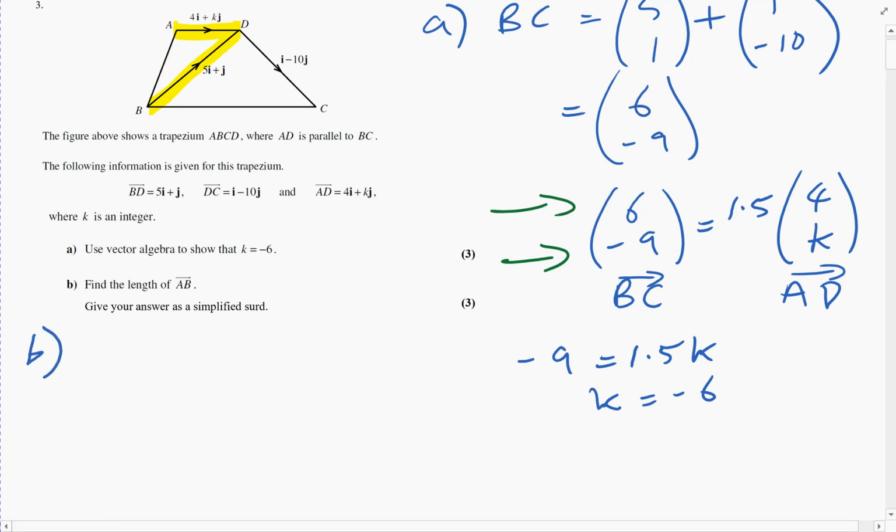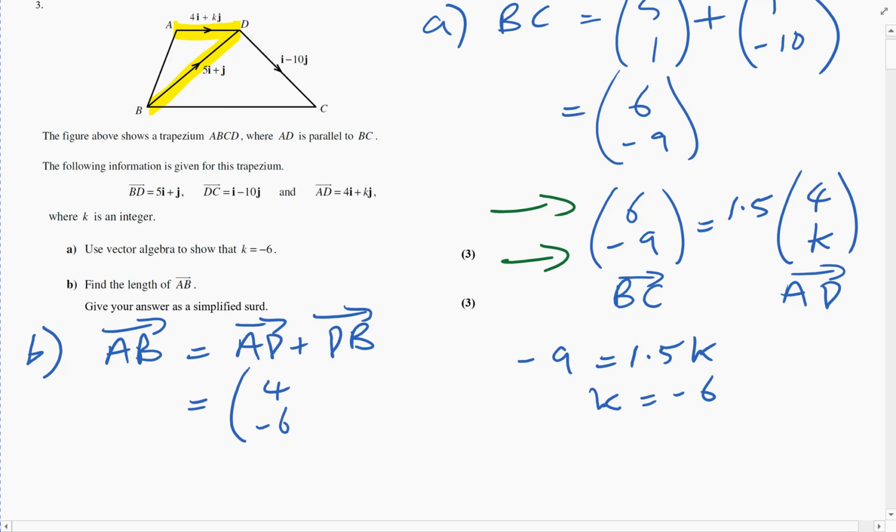So for part B, to find vector AB, I would do vector AD and then add the vector DB to that. So AD, we've just worked out what k is. k is -6. So we know AD is (4, -6). And DB, well, it's just minus BD. So that's going to be (-5, 1). Add those together. That's (-1, -7).